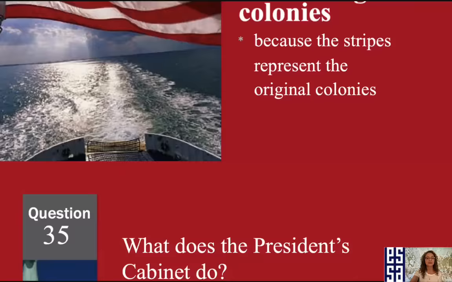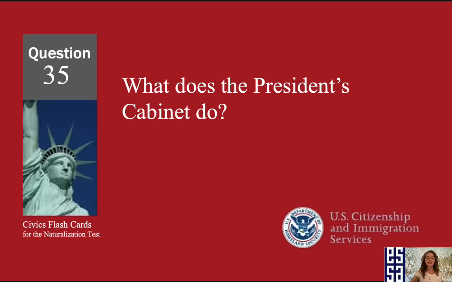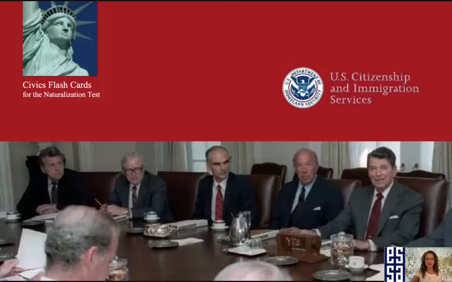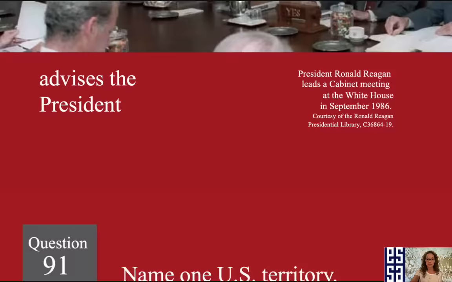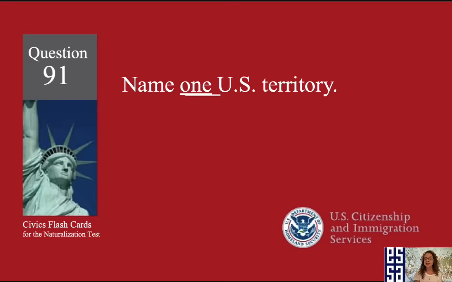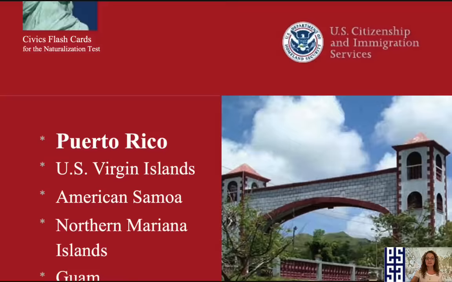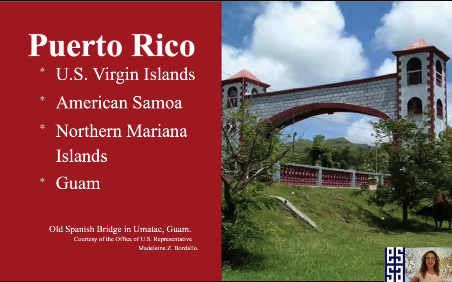What does the president's cabinet do? Advises the president. Name one U.S. territory. Okay. Here I chose Puerto Rico. Another easy one, maybe easier to say, is Guam. So any of the answers are okay. Just one, though.